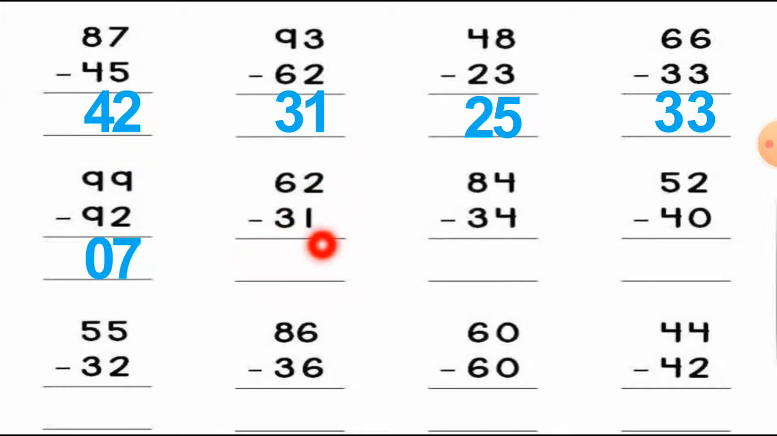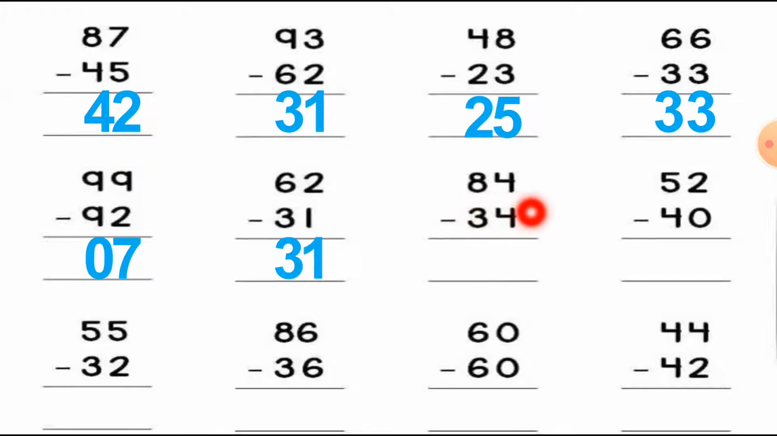Then 262 minus 31. So students, 2 and 1. So 2 is a big number and 1 is a small number. So 2 minus 1 is equal to 1. Then 6 minus 3. 6 is a big number and 3 is a small number. So 6 minus 3 is equal to 3. So the answer of this sum is 231.